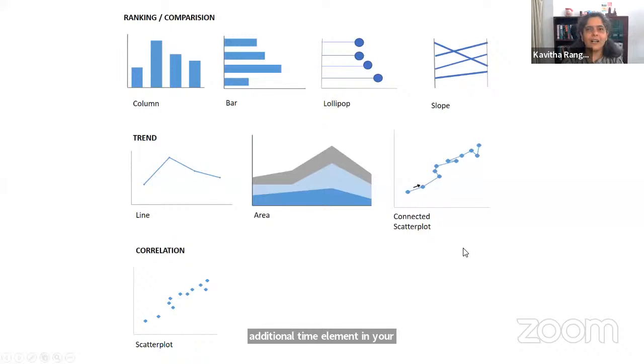For correlation, typically it's a no-brainer. You should use a scatter plot. You're trying to see a correlation between two variables. In the sense, suppose I said, okay, temperature and ice cream sales, and I want to see if there's a correlation between the two. I can use a scatter plot for that. So on the x-axis, you would put down one variable, on the y-axis, another variable, and you want to see if there's a correlation. Of course, these are just some of the usual suspects I'm touching upon now.